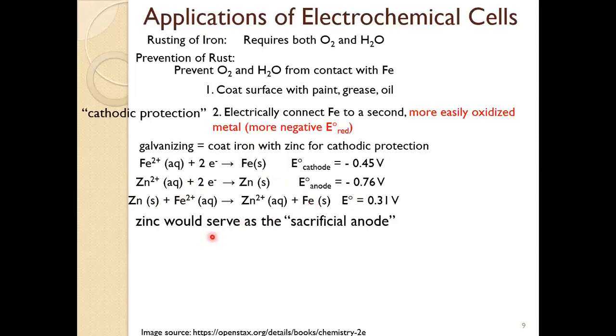So as a result, the zinc serves as a sacrificial anode because it's being oxidized in place of the iron that's being oxidized. We don't care so much if the zinc is oxidized, but we do care if the iron is oxidized. So with zinc being there, it's able to prevent the iron from being oxidized. Something has to be oxidized, so it's better that the zinc is rather than the iron.